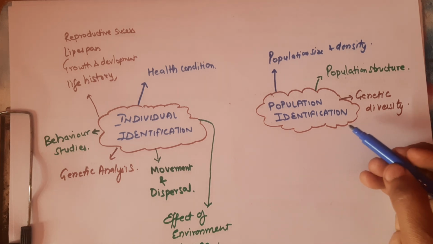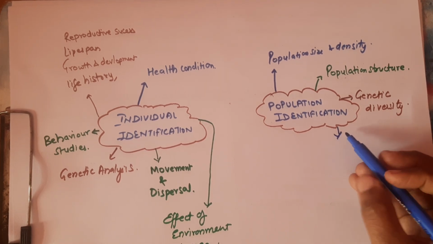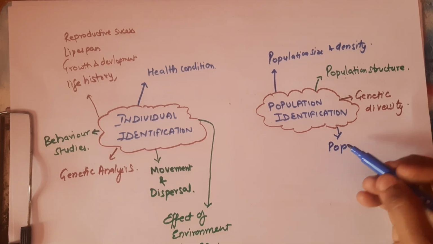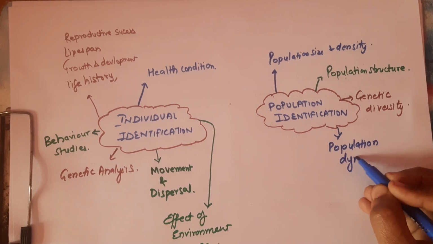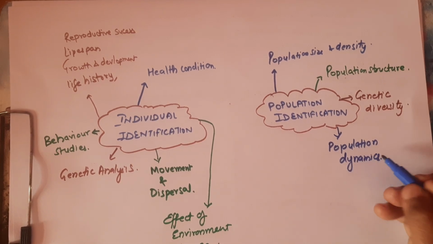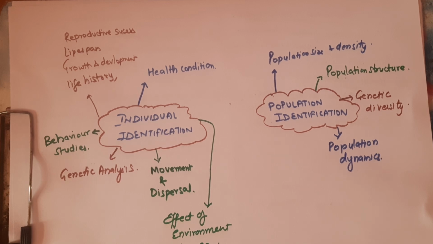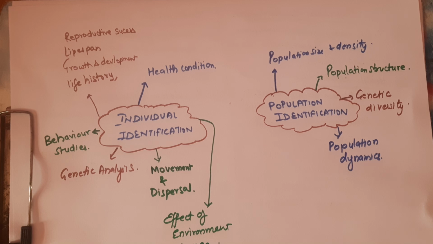The next thing we learn from the population identification is the population dynamics. The population identification enables the study of the population dynamics. It means that it enables us to identify the birth rate, the death rate, the immigration, etc. And this information is very useful if we talk about modeling of the population growth and predicting the future trends.